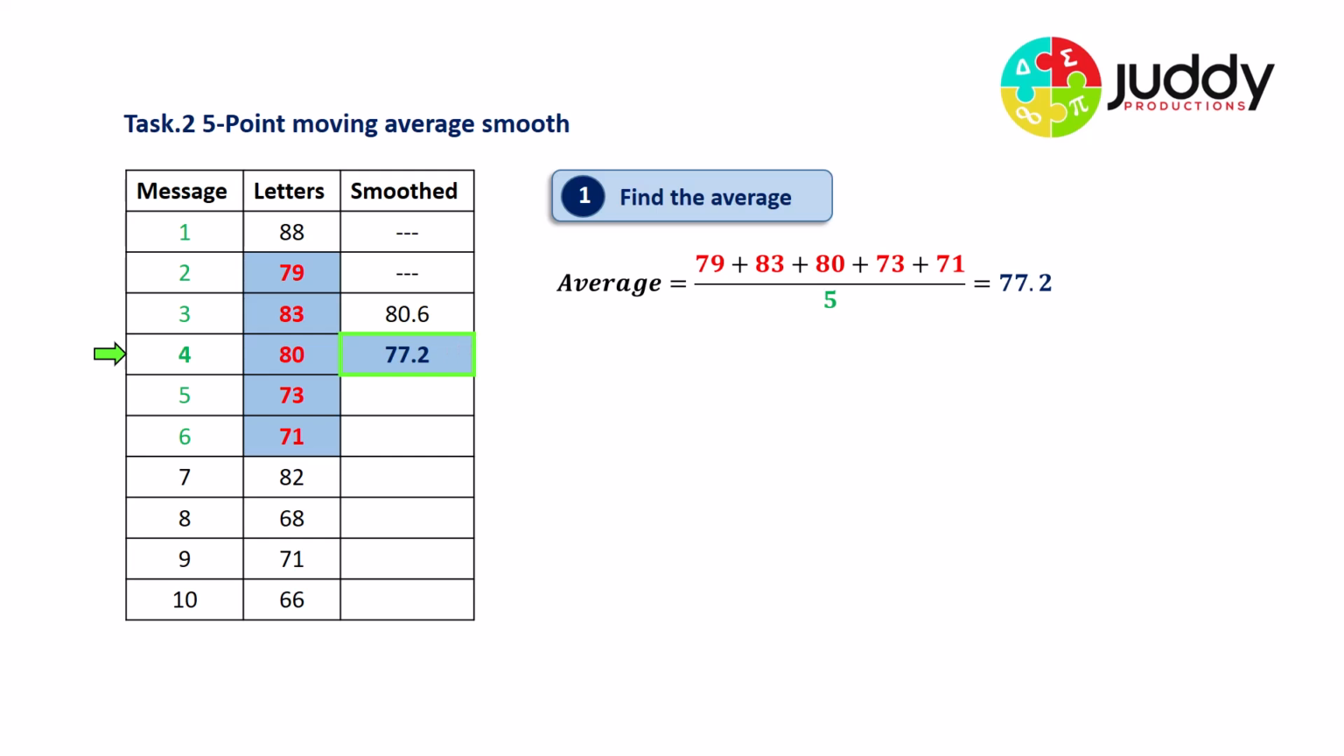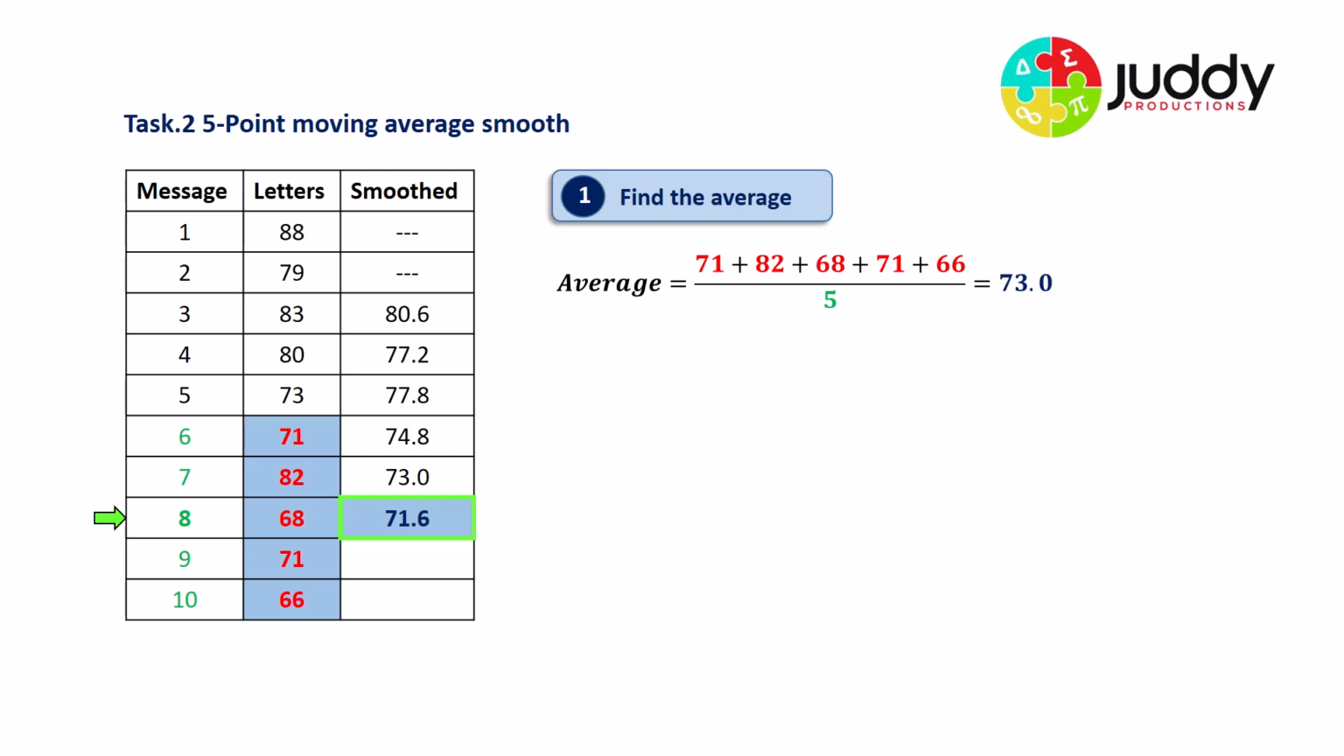And that, of course, is centered against message number 4. We move down 1 more, and we get an average of 77.8, which is centered against message number 5. We move down 1. The next 5 bits of data from message 4 to 8 has a 5-point moving average of 74.8, and that's centered against message number 6. The next value is 73.0 as our 5-point moving average, and it's centered against message number 7. And our last 5-point moving average return is 71.6, and that's centered against message number 8.